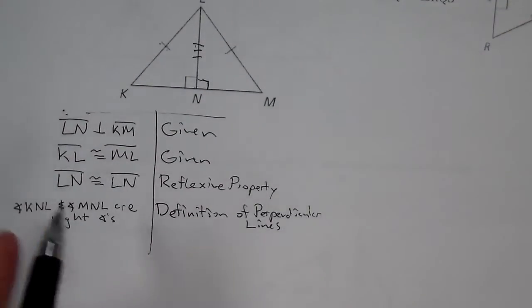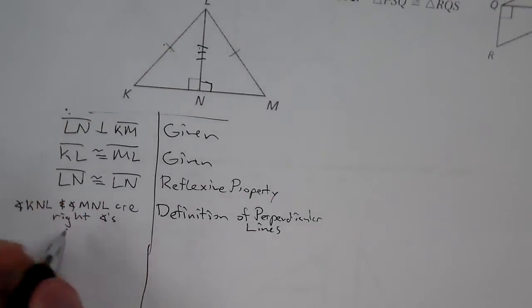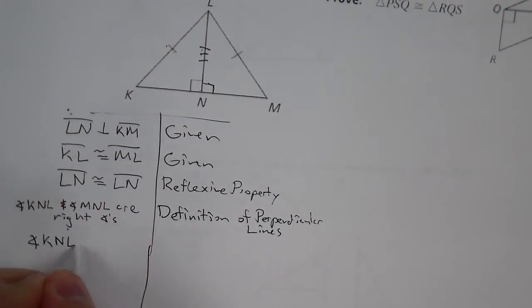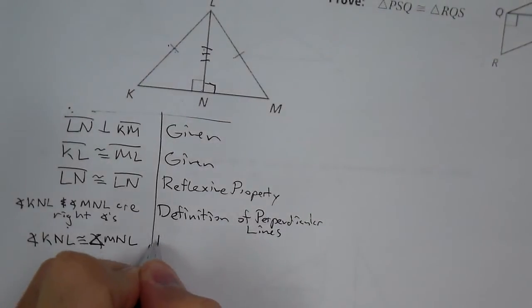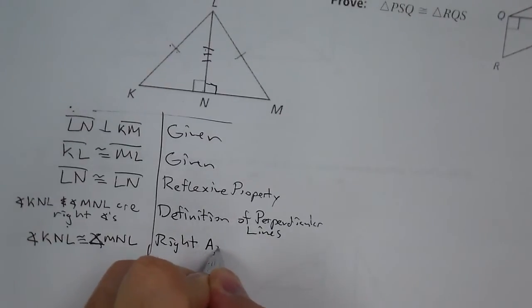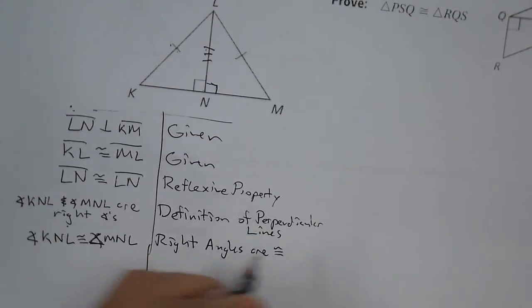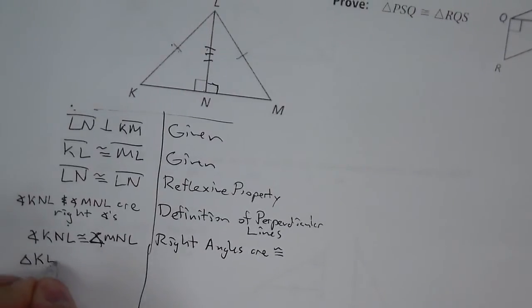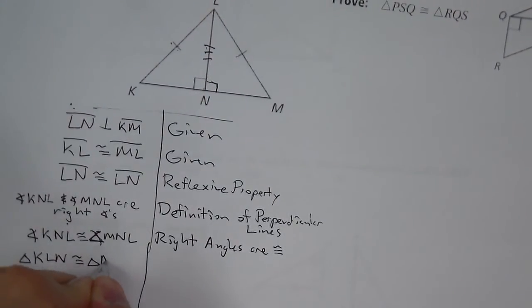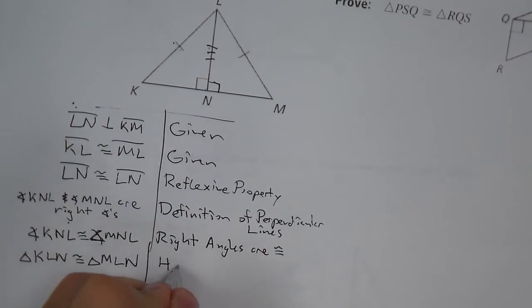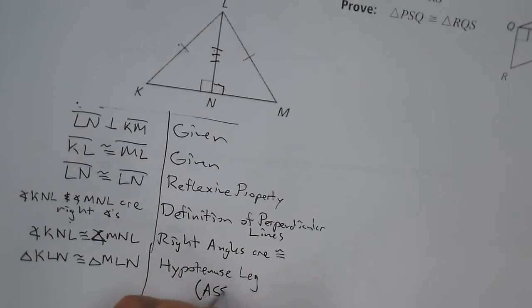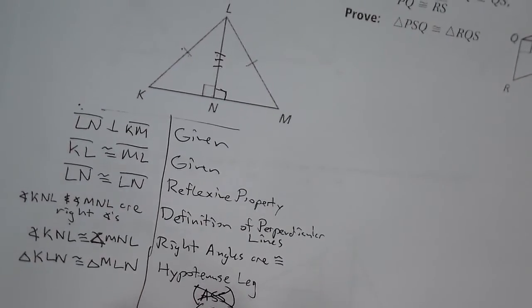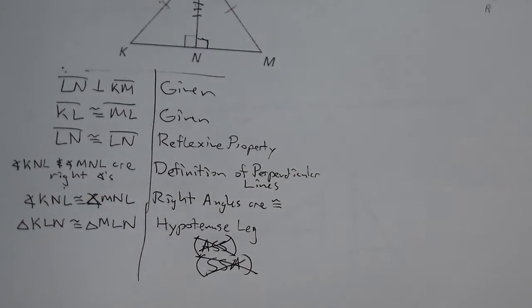So I'm going to go one step further and say, well, if they're right angles, aren't they congruent? So we're going to go angle KNL is congruent to angle MNL, and that's because right angles are congruent. So now I can name the two triangles KLN and MLN congruent by hypotenuse leg. We are not going to call it angle-side-side. We are not going to call it side-side-angle because that doesn't work in all cases. This is a special case. Because it is a right triangle, we can use hypotenuse leg.